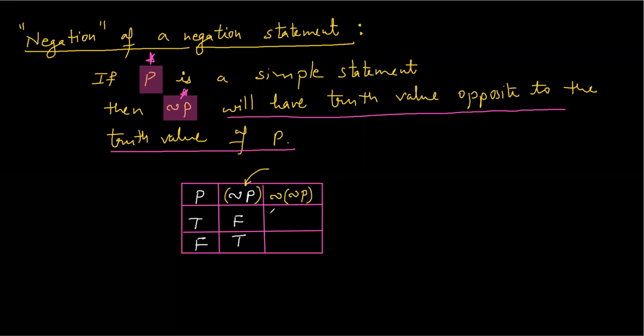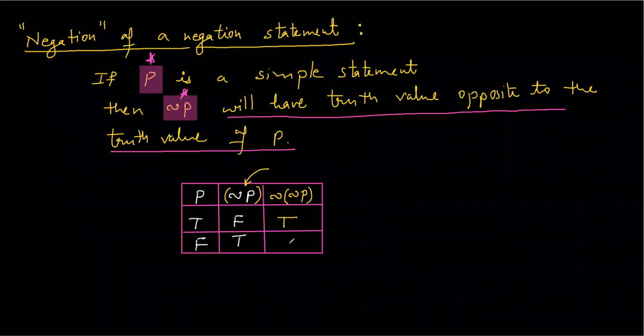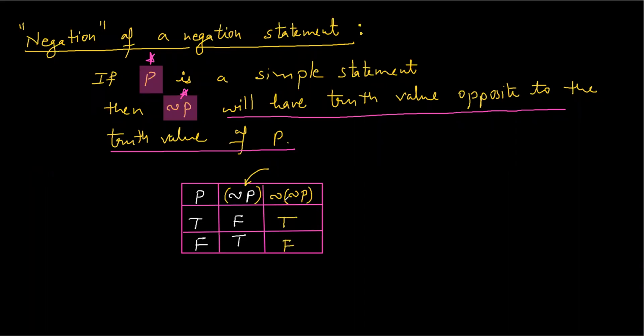Okay. So see what will happen. Now you have to write negation of negation P. So negation P is false. So what will be negation of false? It will be true. And what will be negation of true? It will be false. Now what I want you all to notice is these two columns.